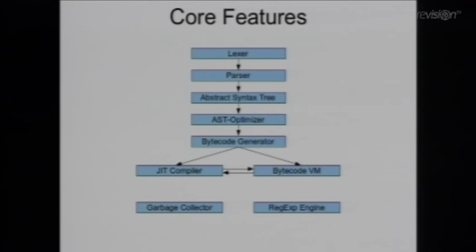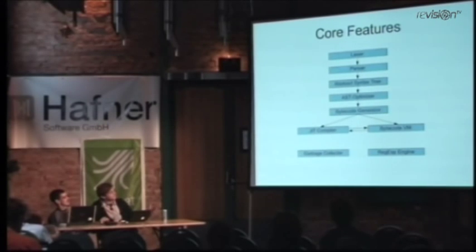You can see here how it works. First there's the lexer, which gives its output to the parser, which transforms it to an abstract syntax tree, which is then optimized. Then bytecode is generated, which is either compiled by JIT or executed in a virtual machine, depending on the use case. When you want to execute your code directly, you don't need to compile it just in time and then execute it again. You can instantly parse it, because translating into JIT would only take longer. But functions will usually be translated into JIT. And there's also the garbage collector and an own regular expression engine.